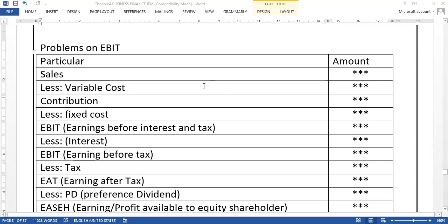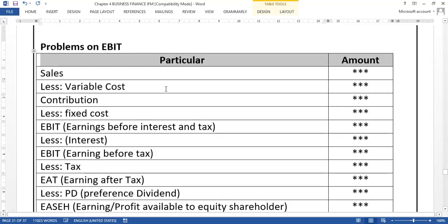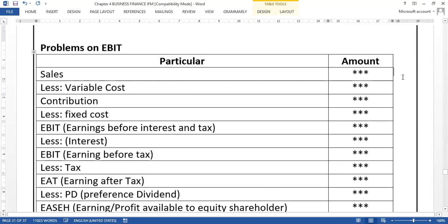In this video we'll be focusing on the problems related to EBIT. This is the simple format that you have to understand and get information from. If you don't understand this part, it will become very difficult to solve the problem. You can pause this video and take down this entire format.